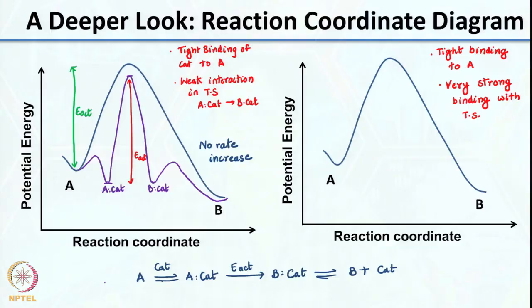So in this case you have a tight binding, so you have this as the A catalyst complex. And you have a very strong binding with the transition state. So it indicates a large stabilization of the transition state. So now when I draw this process, it will look something like this. I have B cat and this finally goes to the product.